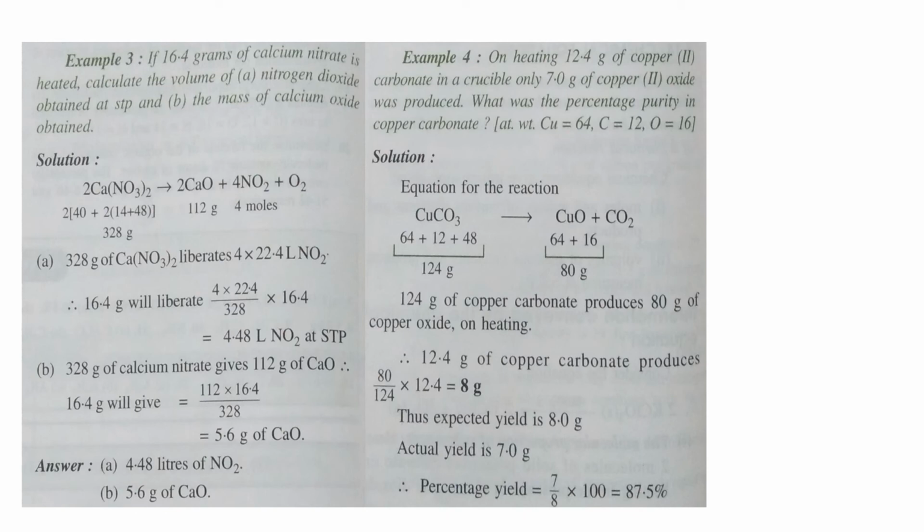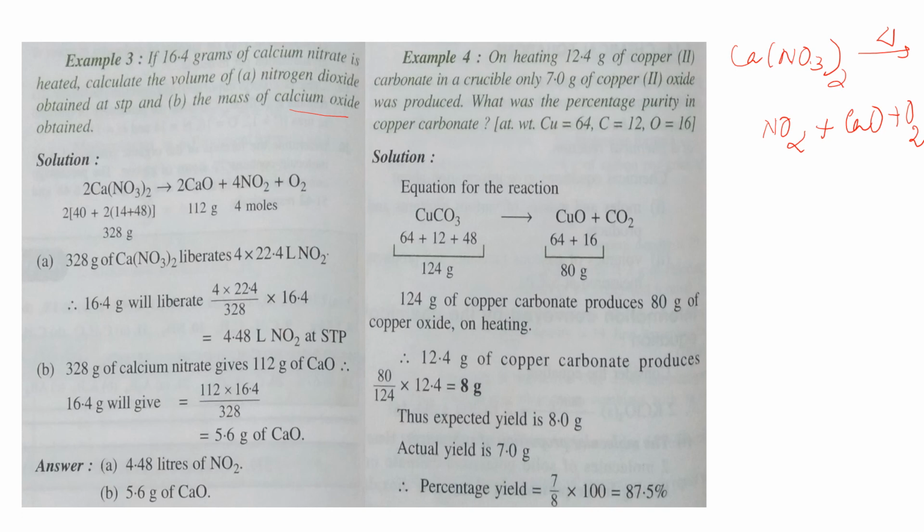Now, if 16.4 gram of calcium nitrate is heated, calculate the volume of nitrogen dioxide obtained at STP and the mass of calcium oxide obtained. That means you have understood that calcium nitrate, Ca(NO3)2, I am heating. In the question the volume of nitrogen dioxide is given, so it will give you nitrogen dioxide, NO2. Then the mass of calcium oxide, so CaO is also forming, and as I am heating a nitrate, naturally oxygen will liberate.